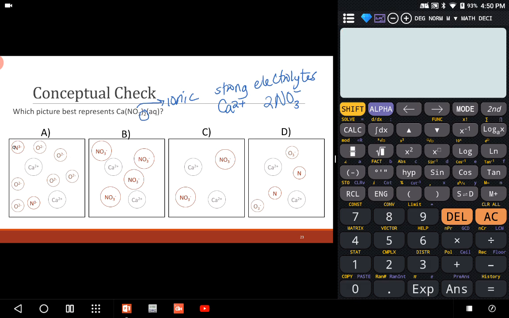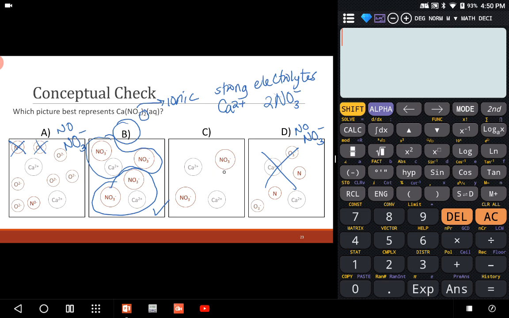And so we need a picture that has nitrates intact. So both of A and D do not have nitrates intact. So neither of those have NO3 ions. B is going to be our correct answer though, because it has twice as many nitrates as it does calcium. So this has the right ratio of calcium to nitrate. This one is missing nitrate.